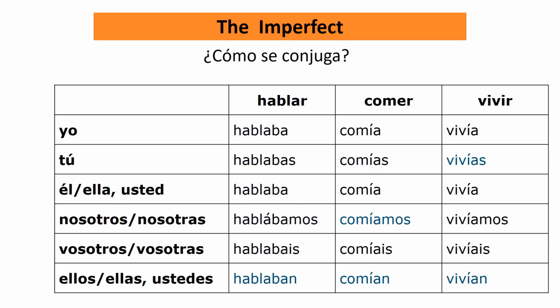And the same thing with vivir. We keep the stem viv-, and we add -ía for the yo form, -ías for the tú form, -ía for the él, ella y usted form, -íamos for the nosotros, nosotras form, -íais for the vosotros y vosotras form, and -ían for the ellos, ellas y ustedes form. So that way we have yo vivía, tú vivías, él, ella, usted vivía, nosotros, nosotras vivíamos, vosotros, vosotras vivíais, ellos y ellas y ustedes vivían.